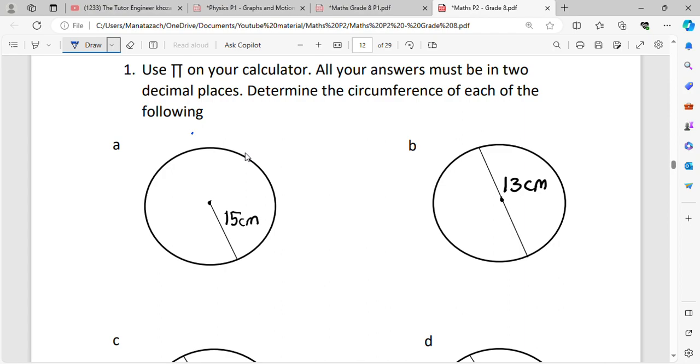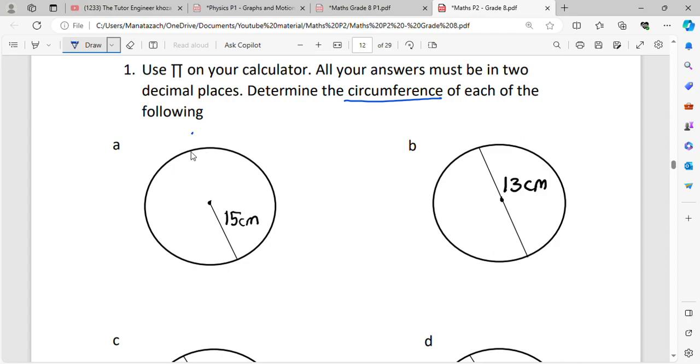We are continuing today with geometry. We'll be doing the circumference of a circle today. So let's start. Use pi on your calculator. All your answers must be to two decimal places. Determine the circumference of each of the following.